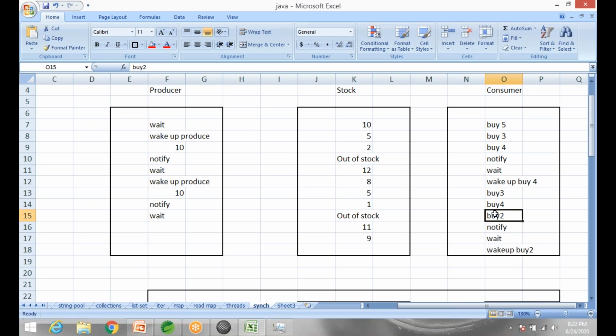No need to wait and notify. Only if you are running out of stock, then you notify and wait. How about the producer? You begin with the wait. If someone notifies you, what is the first thing you do after you wake up? Restock. Add 10 quantity, produce 10, and then notify and wait.